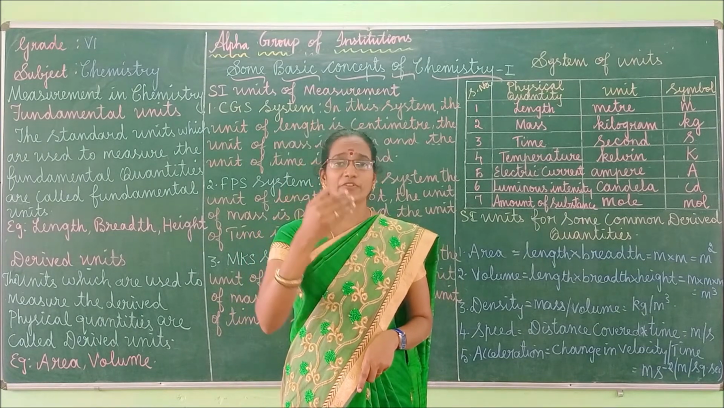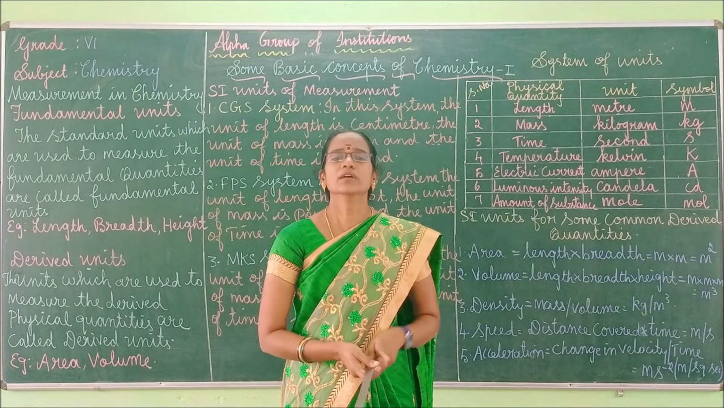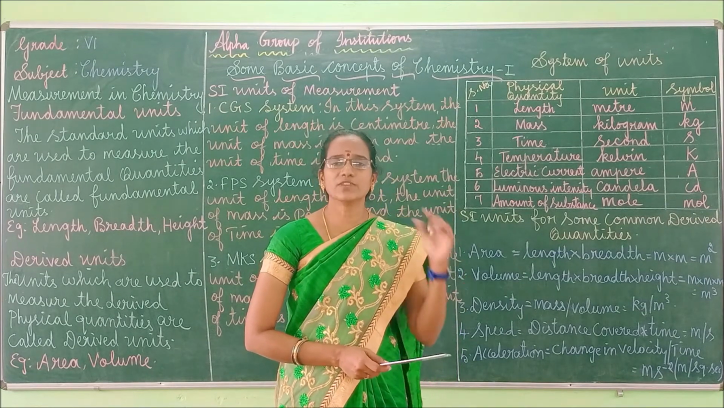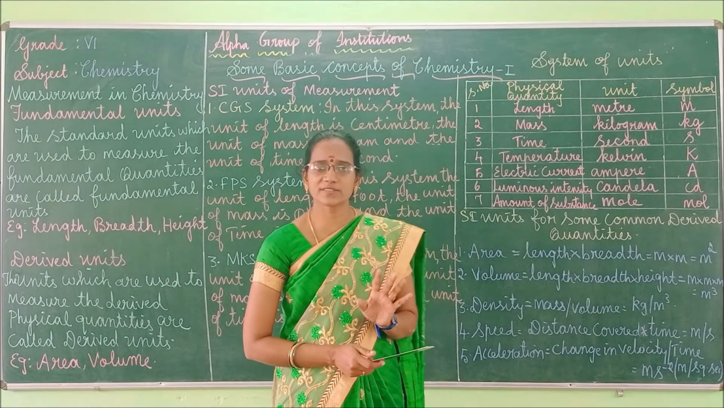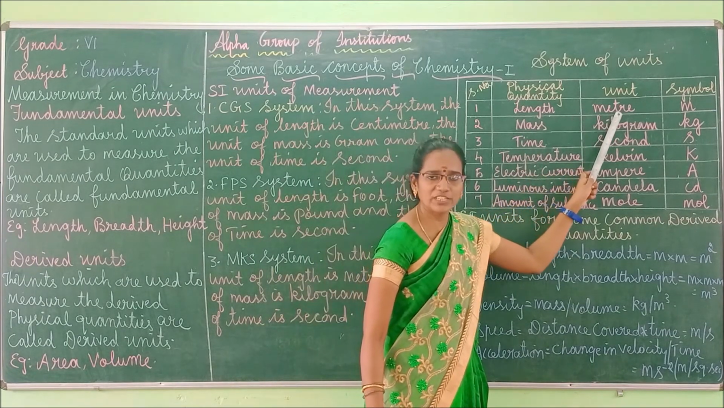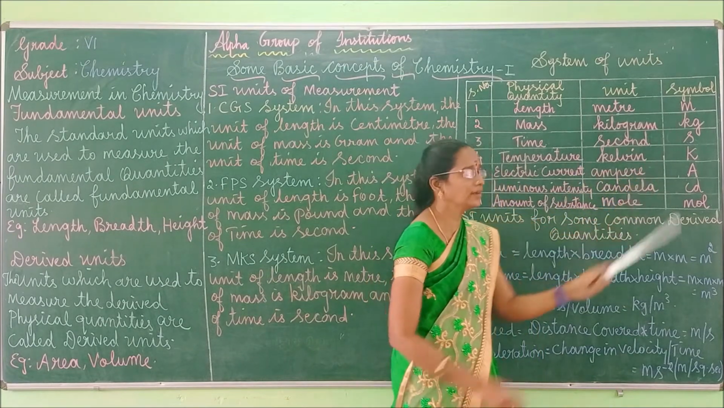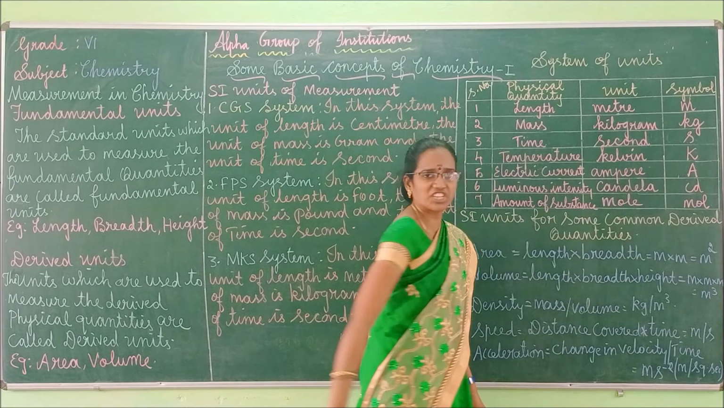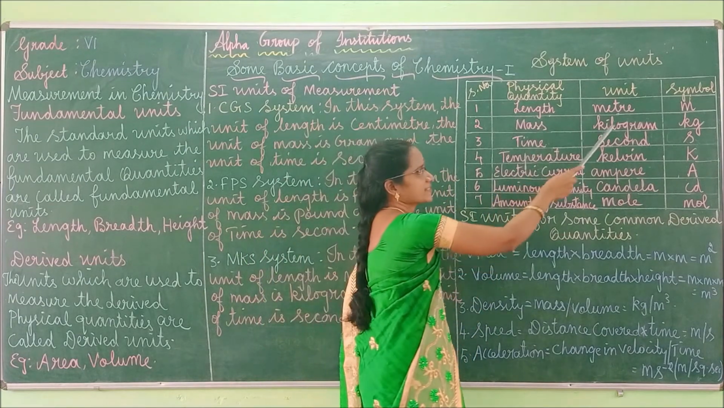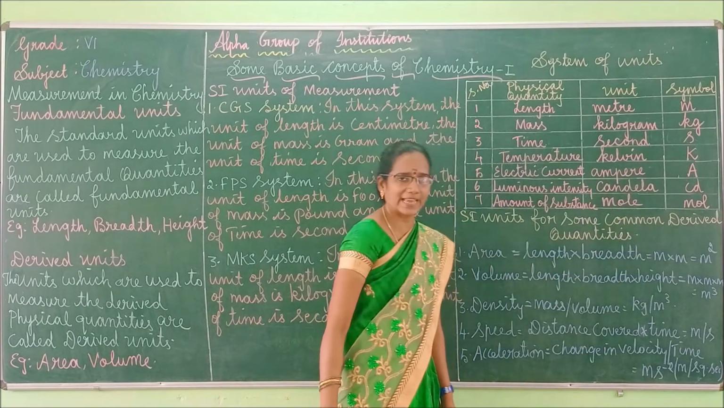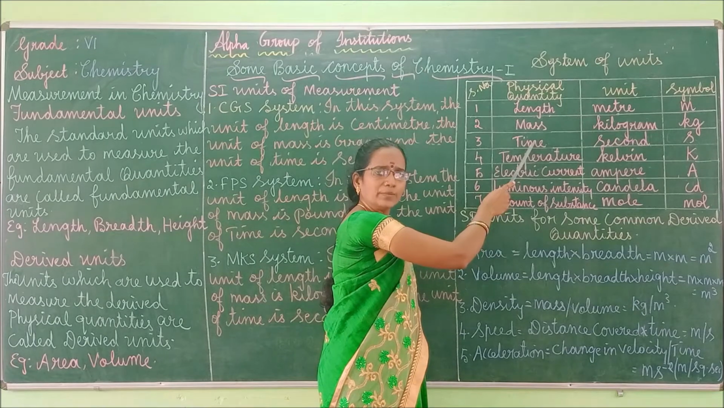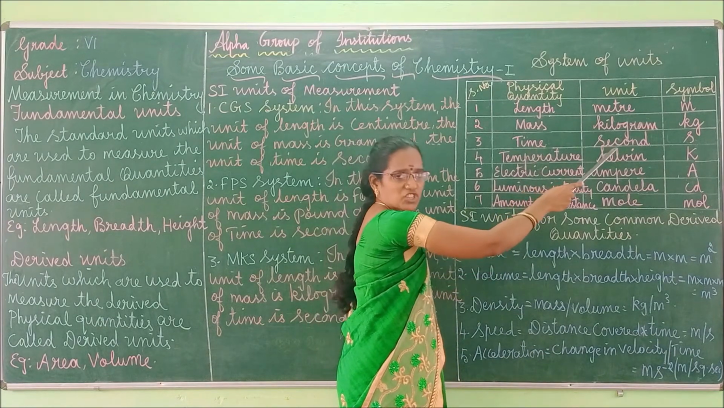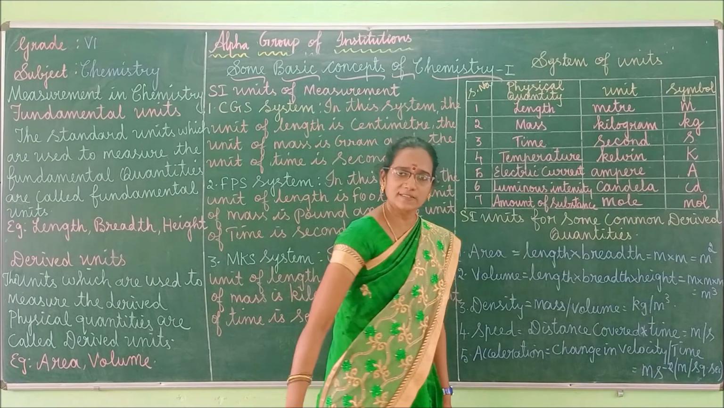If the physical quantity is named after a scientist, then for that particular physical quantity we have to use capital letters. Otherwise, we should use only lowercase, small letters. So length is measured in meter and its symbol is small m. Got it? Right. Next, mass is measured in kilogram and its symbol is small kg. Third, time is measured in second and its symbol is small s.